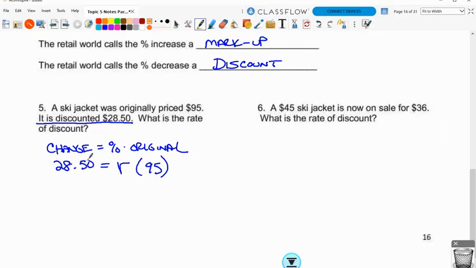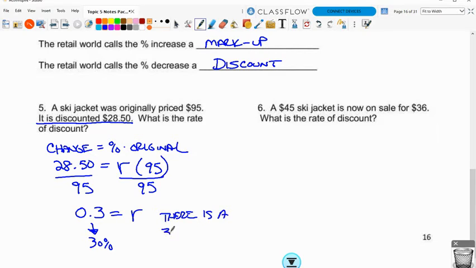R is on the right-hand side of the equal sign. It's being multiplied by 95. So we're going to have to divide by 95 on both sides. On the right, 95 divided by itself is 1, leaving us with R. 28.50 divided by 95, well, that'll give you a decimal of 3/10. But remember, we need to convert this into a percentage. Move the decimal over once, twice to the right, and you are going to get 30%. So we can say that there is a 30% discount.